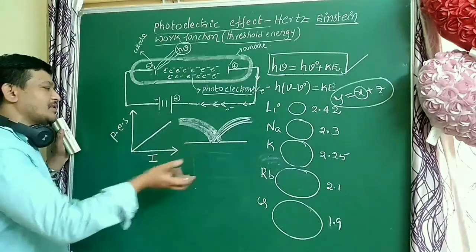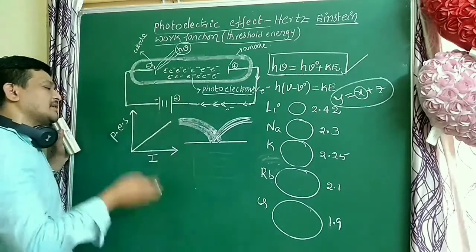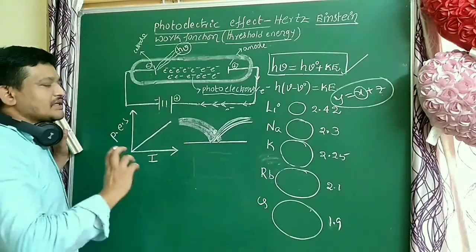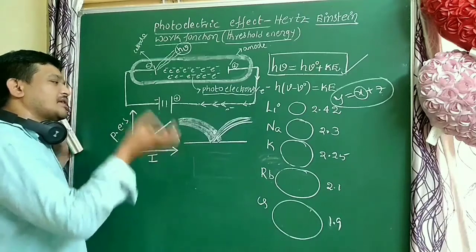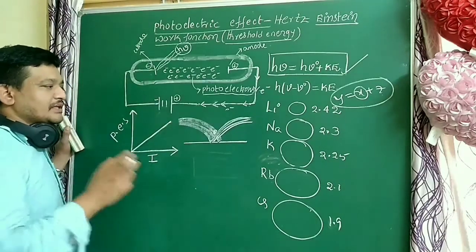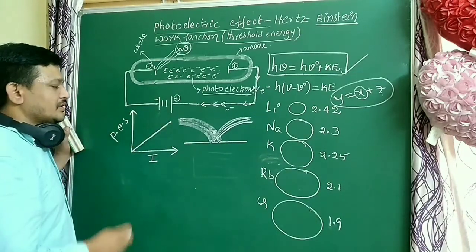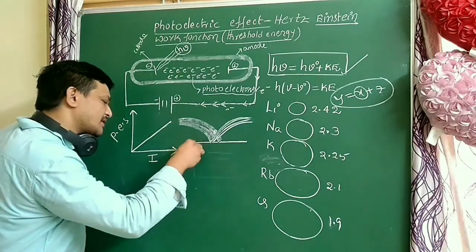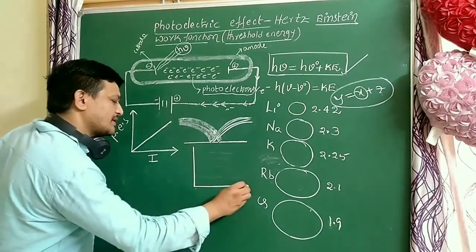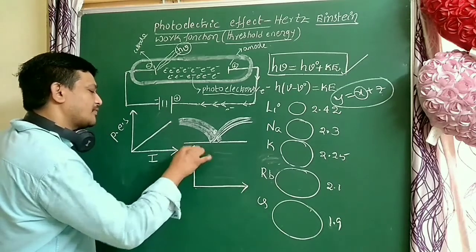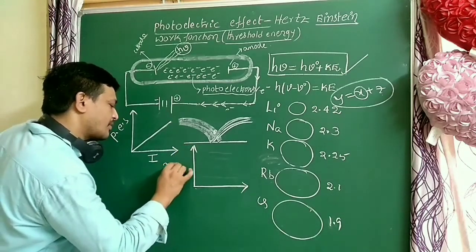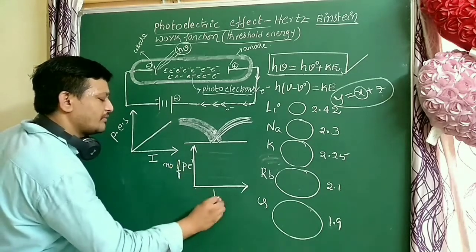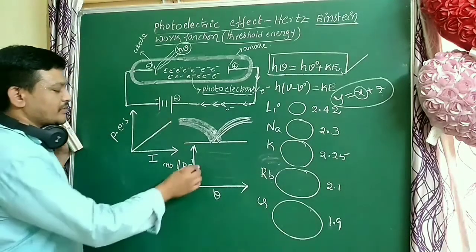Intensity doubles, the number of photoelectrons doubles. Intensity three times, the number of photoelectrons increases by three times. Intensity increased by five times, the number of photoelectrons increases by five times. That is very, very important, students. Next, the number of photoelectrons does not depend on frequency. That is very, very important.